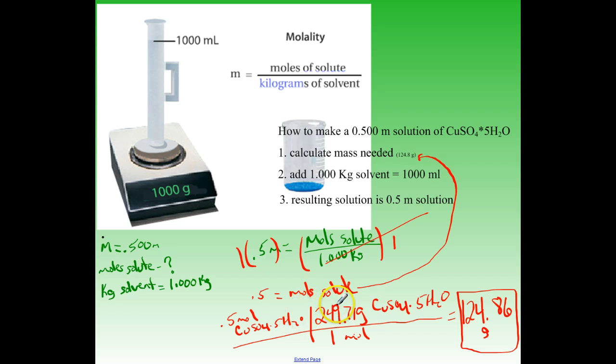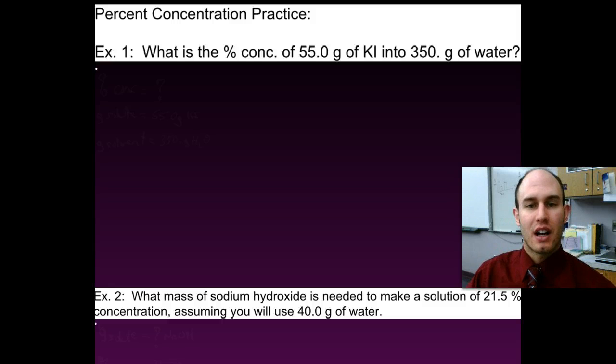Go ahead and multiply, and I end up with 124.86 grams, which is what we had there, and that's finding the grams of solute needed for this molality calculation. All right, the next thing that we're moving on to is actually doing the percent concentration and taking a look here at how to find percent concentration.